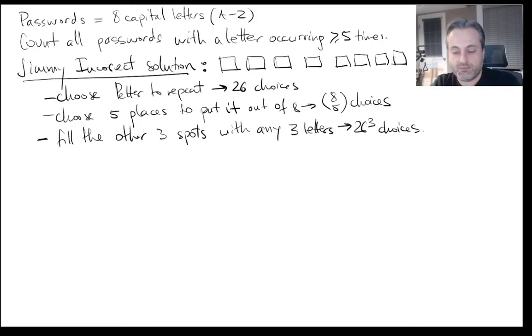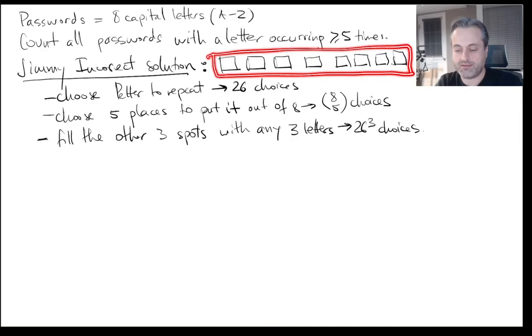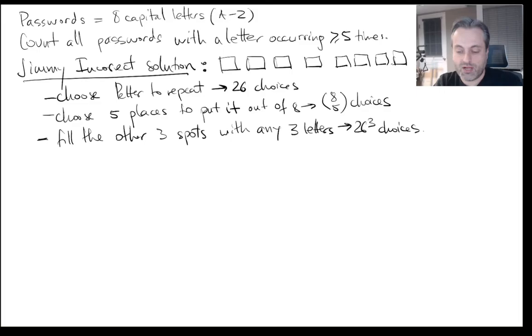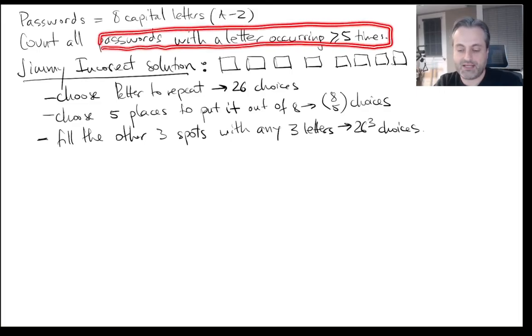So here's the problem. We have 8 capital letter passwords, so you can see how they look. There's like 8 spots here, and this is A to Z, right? So each spot is filled with A, B, C, D, up to Z, and we want to count passwords with a letter occurring at least 5 times. So we're interested in things that have a lot. One of the letters has to repeat quite a lot, more than half of the time.